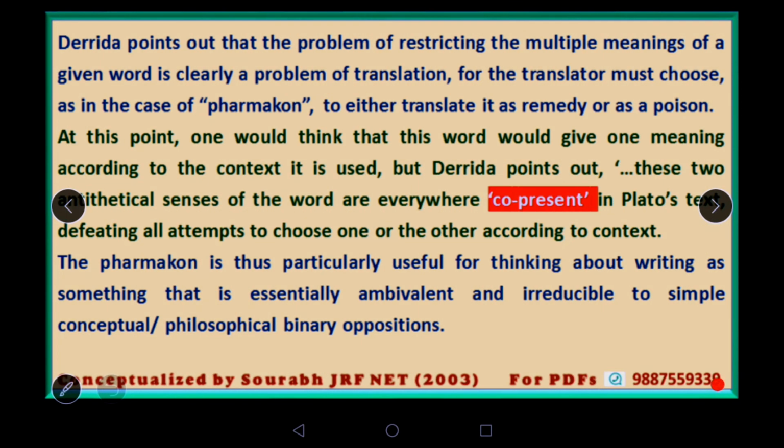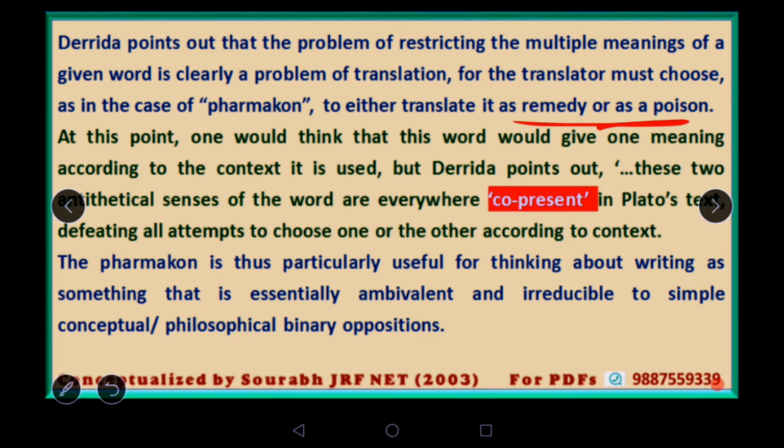Let us make it more clear. Derrida points out, the problem of restricting the multiple meanings of a given word is clearly a problem of translation. Now Plato has used this word Pharmacon, but when a translator translates these words into any other language like English or French, and looks up a dictionary, they may find a host of meanings. It is like a drug, a remedy, a poison. Now what a translator has to decide is which particular meaning is applicable. The translator must choose, as in the case of Pharmacon, to either translate it as a remedy or as a poison. It is totally the choice of the translator.